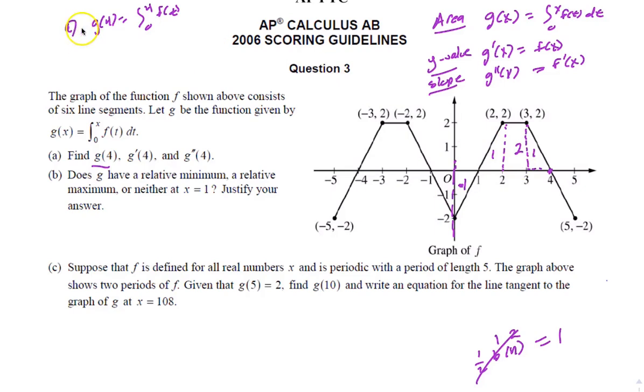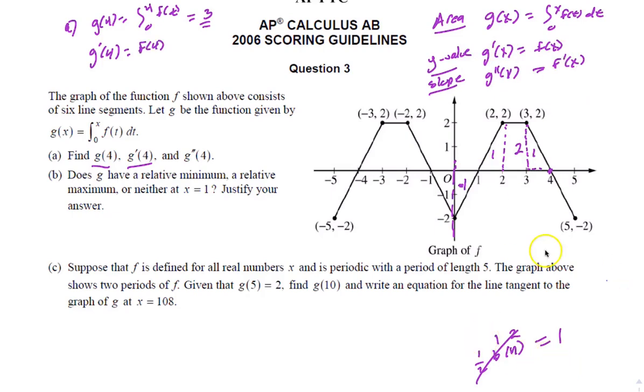So my area from 0 to 4 is -1 plus 1 plus 2 plus 1. So that's going to be 3. I'm just adding up everything from here to there, and that's the negatives below the x-axis. So that's the first one, g of 4. Now g prime of 4. Remember, look at my key here. That's the y value. So essentially it's just going to be f of 4. That makes it a little easier, which is just the y value.